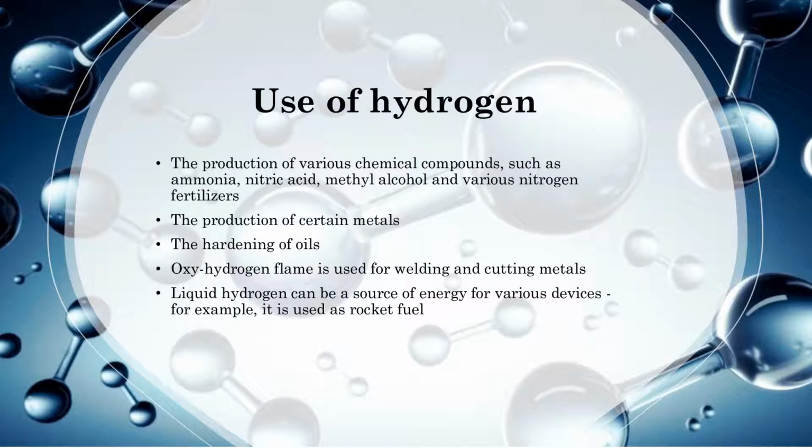It has a number of important applications. For example, it is used in the production of various chemical compounds such as ammonia, nitric acid, methyl alcohol, and various nitrogen fertilizers, in the production of certain metals, and in the hardening of oils. Oxyhydrogen flame is used for welding and cutting metals. Liquid hydrogen can be used as a source of energy for various devices. For example, it is used as rocket fuel.